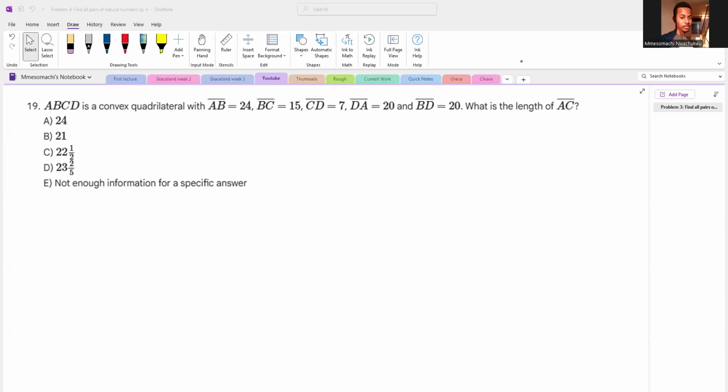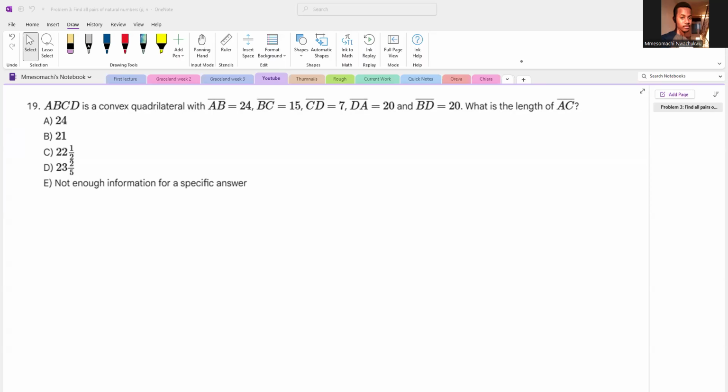ABCD is a convex quadrilateral with AB equals 24 units, BC 15, CD 7, DA 20, and BD 20. What is the length of AC? So let's just have a sketch of this diagram.